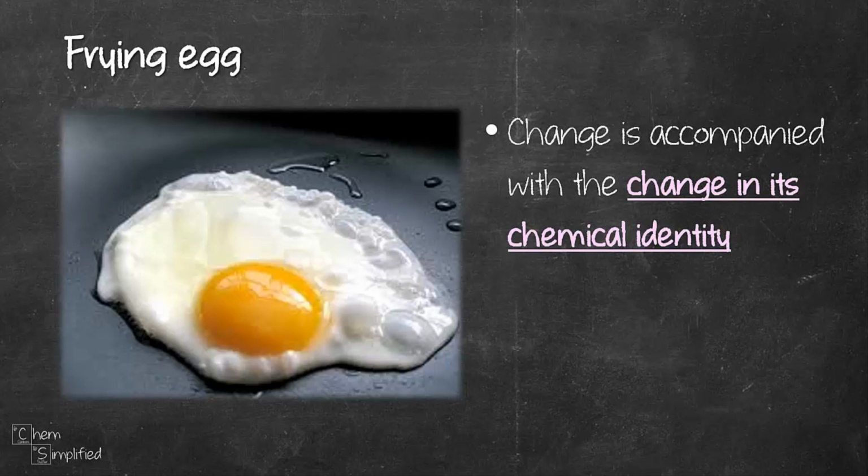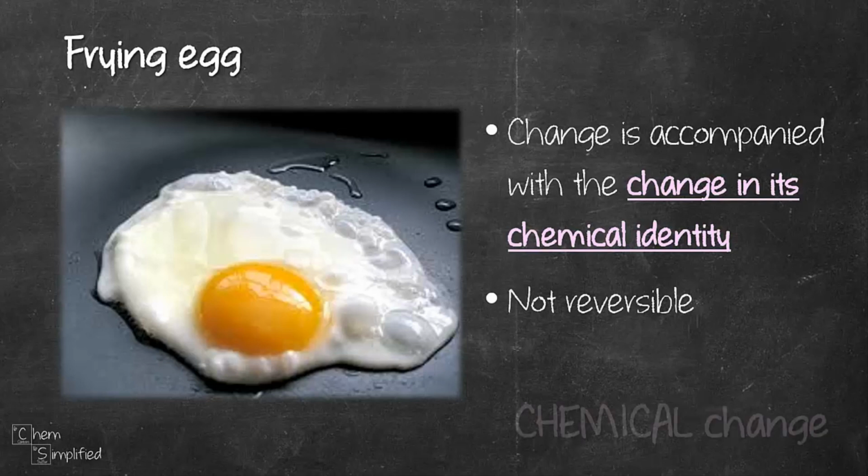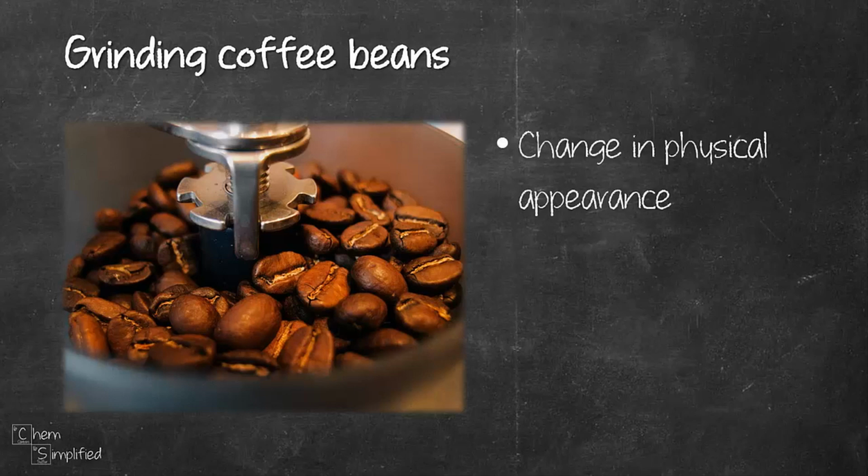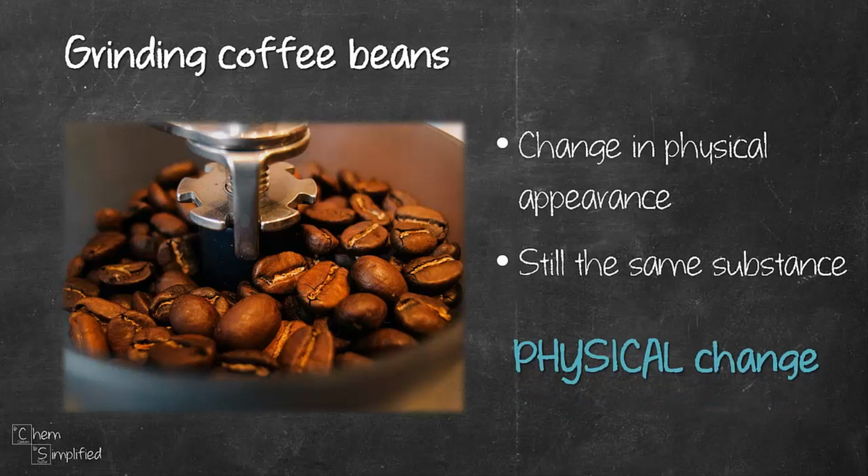Since this change is not reversible and the protein structure of my egg has changed permanently, frying an egg is a chemical change. Now, I don't know about you, but my morning is not complete without coffee. So I ground some coffee beans. Grinding coffee beans only changes its appearance, from whole beans to coffee grounds. Since after grinding it's still the same substance, which is coffee, it's a physical change.